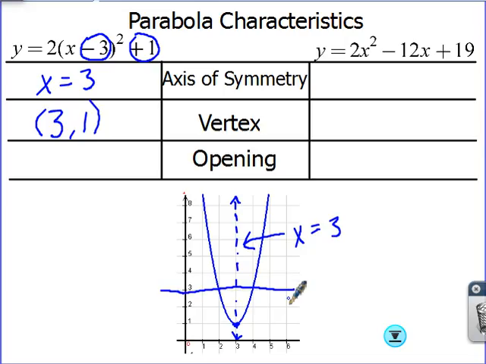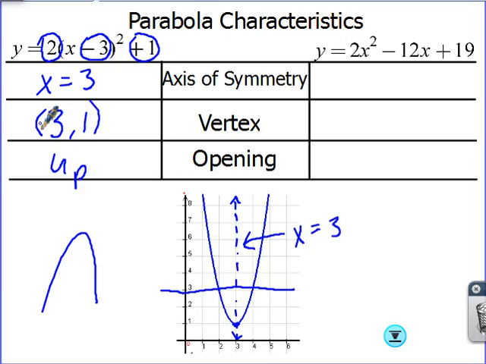Opening. This one holds water. If it rained, it would hold water. This one opens up. Some parabolas open down, and we all know from our transformation chapter that what would force that is a reflection across the x-axis, which is caused by a negative out front. So the easy way to see this: if the number out front is positive, it opens up. If the number out front is negative, it opens down. That's all you have to do.